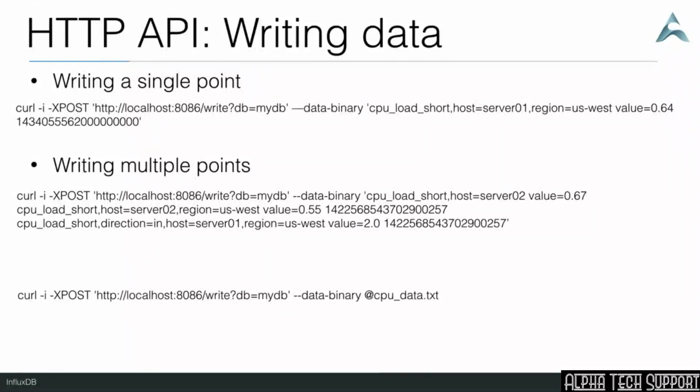We're going to do a curl -i -XPOST to the localhost with the endpoint write. Then we're going to pass the parameter mydb. I'm going to say data is binary, and then I'm going to add a point to that database. To add multiple points, you can see the example below.